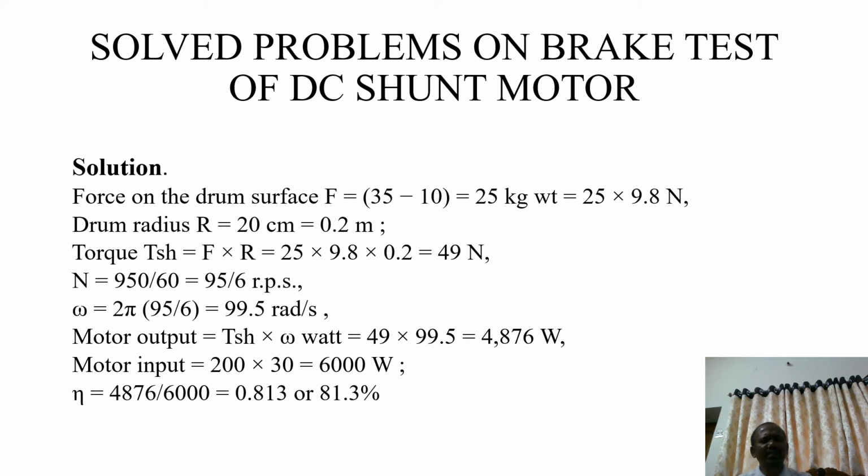Therefore, the force on the drum surface when we are applying the load on the drum: the force F is equal to 35 minus 10, which is equal to 25 kg weight applied. We know that 1 kg is equal to 9.81 newtons. So 25 into 9.81. Drum radius 20 centimeters, 0.2 meters. Shaft torque is F into R, 25 into 9.81 into 0.2. F is the force on the drum surface, that is 25 into 9.81 newtons.